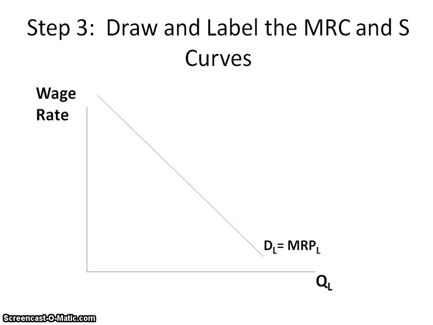is creating this downward sloping component of the demand curve. Step three, draw and label the MRC and the supply curves for the monopsony graph. So pause the screencast and follow step three.